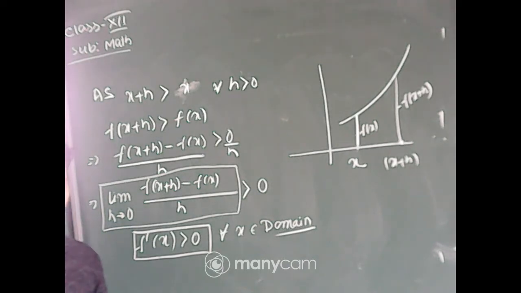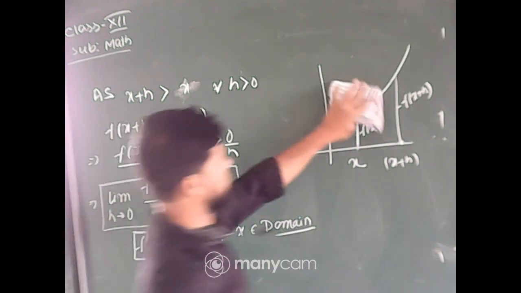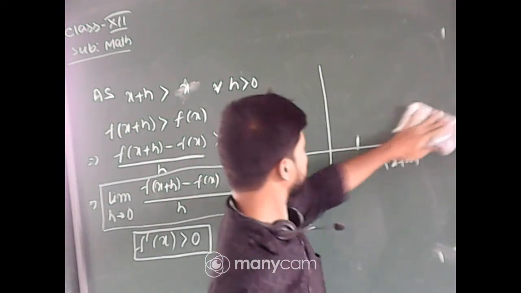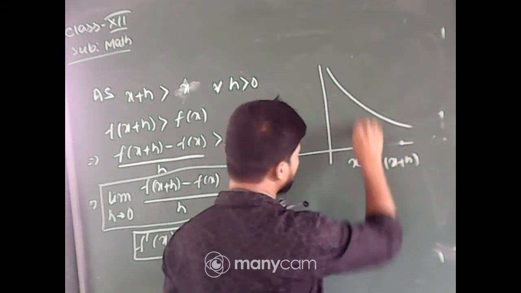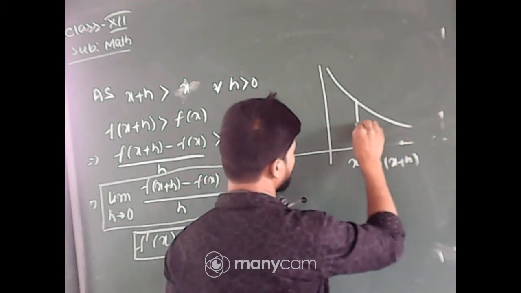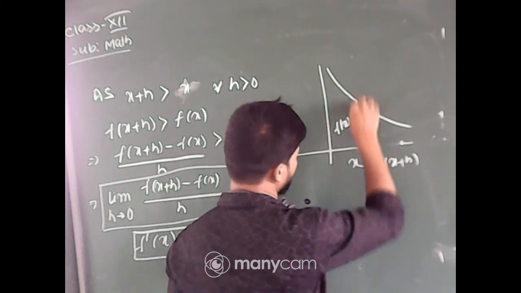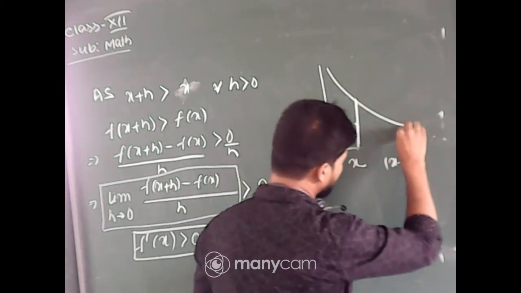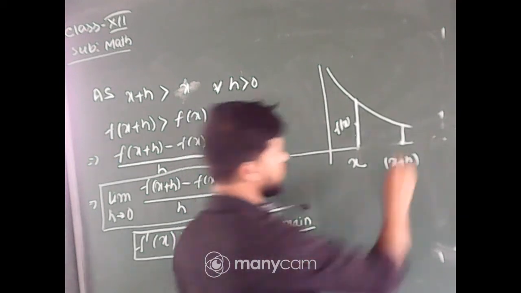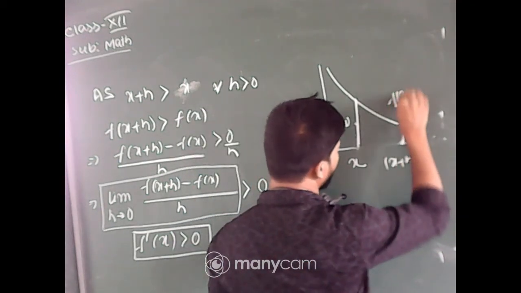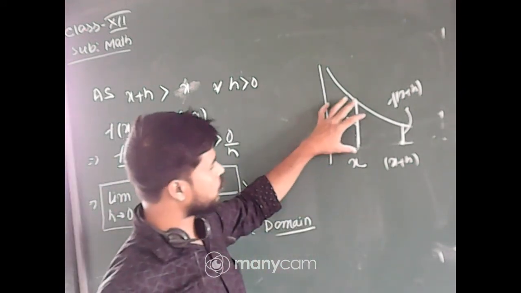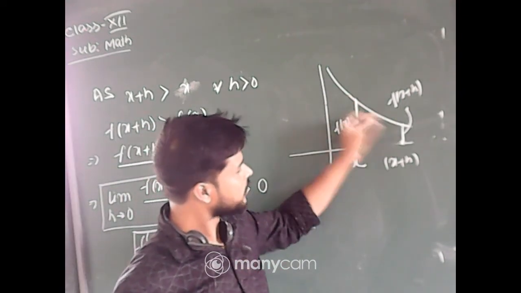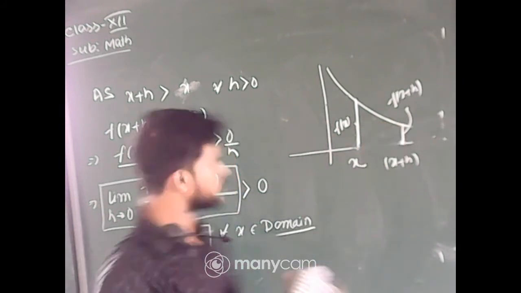Got it? Now we'll derive when the function is a decreasing function. If the function is a decreasing function, take 2 points, at x equal to x, so this value is f of x, and at x plus h, so this value is f of x plus h. Now as the function is a decreasing function, the value of f of x will be greater than the value of f of x plus h.